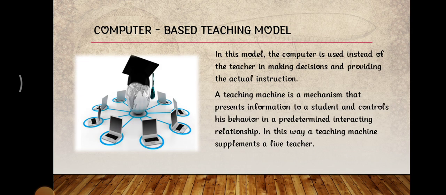Now let's see the computer based teaching model. In this model the computer is used instead of the teacher in making decisions and providing the actual instruction. The teaching machine is a mechanism that presents information to the student and controls his behavior in a predetermined interacting relationship. In this way, a teaching machine supplements a living teacher.